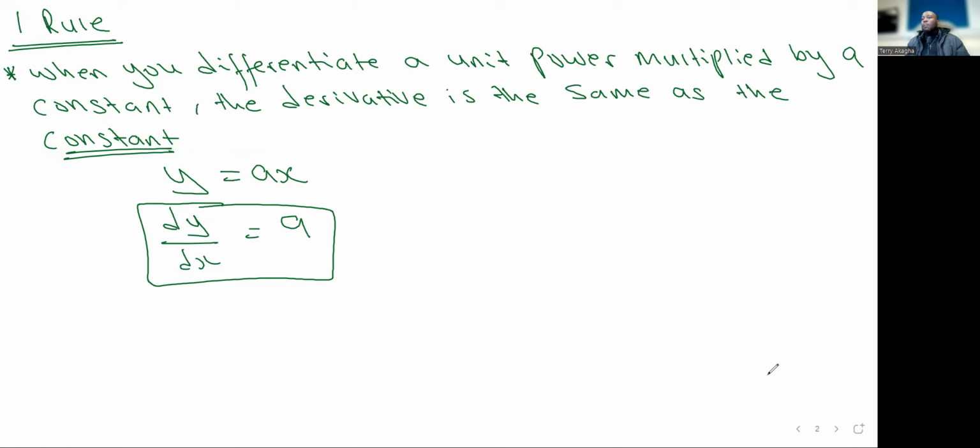So in the next video, I'm going to go to the next concept on how to differentiate a simple fraction. All right, how do you differentiate a simple fraction?